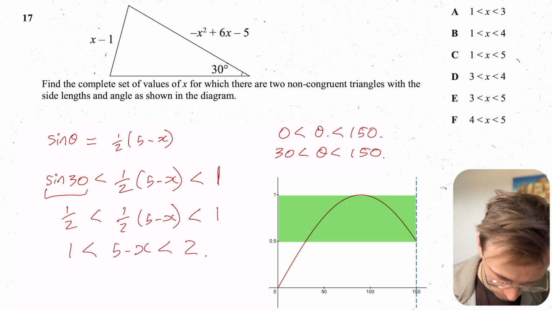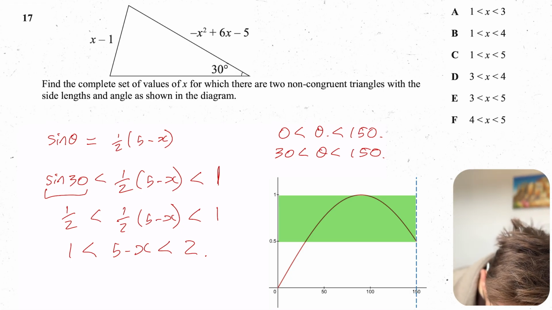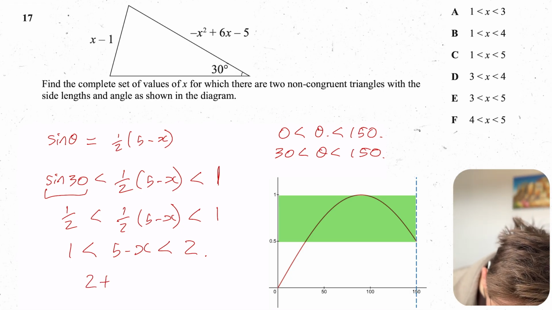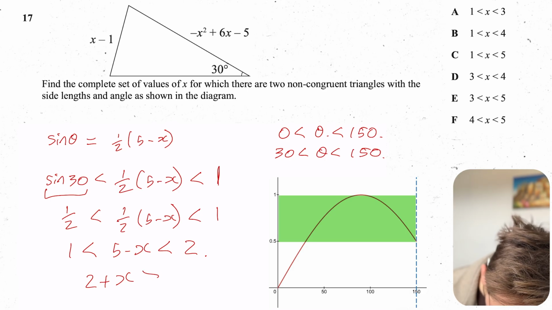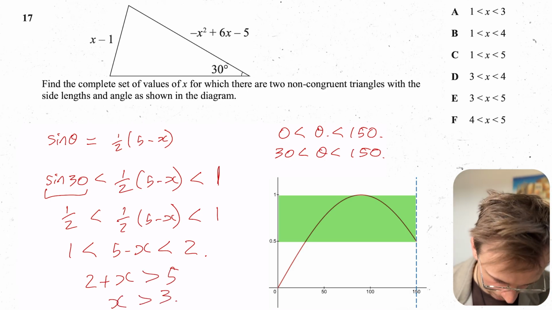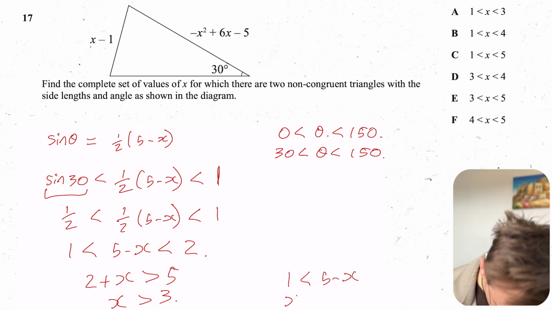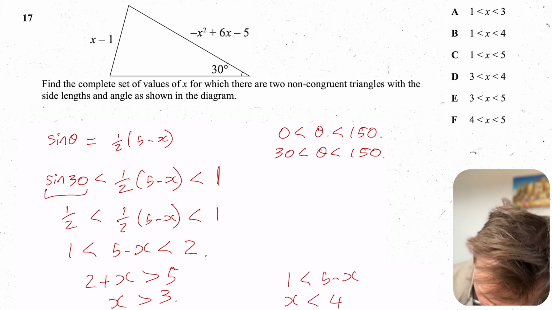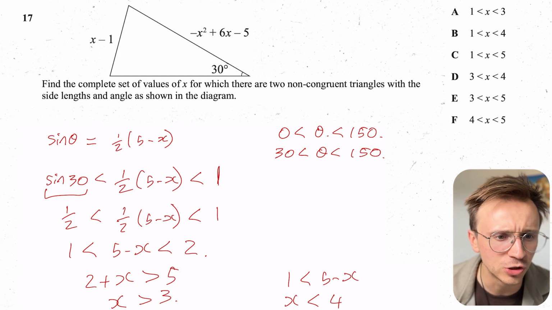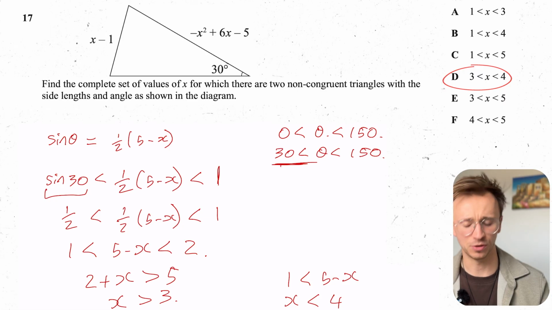Okay, I'll treat these two separately. So I will do 2 plus x must be greater than 5, x must be greater than 3. And on the other side, 1 must be less than 5 minus x must be less than 4, so we've got 3 less than x less than 4, which is option D. So it was all about that 30 degrees, that's why we got the first bit wrong. Okay, then that is it.